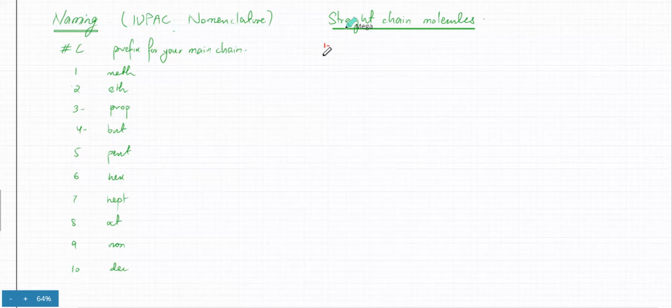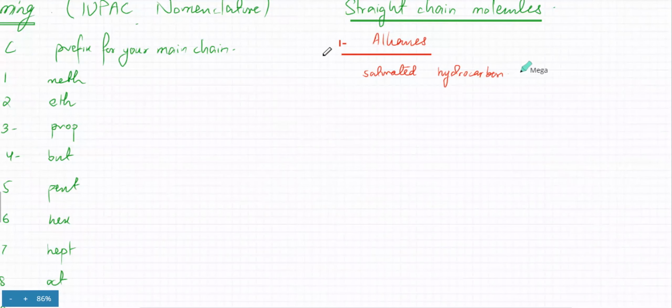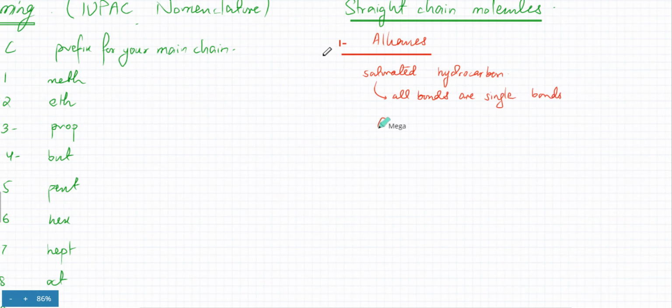What's an alkane? It's a saturated hydrocarbon. We're going to learn how to name a saturated hydrocarbon. Hydrocarbon means that it only contains carbon and hydrogen atoms, and that's it. And saturated means all bonds are going to be single bonds. Okay, the general formula of an alkane is CnH2n+2, where n is the number of carbon atoms.